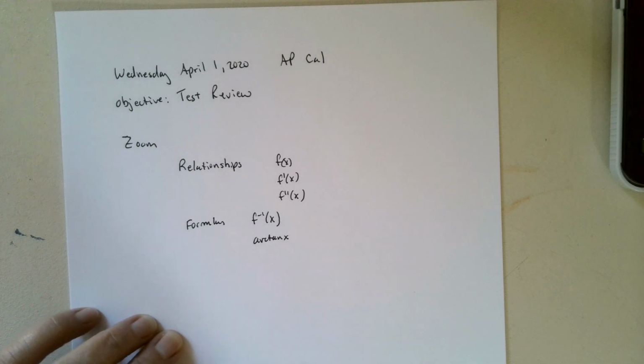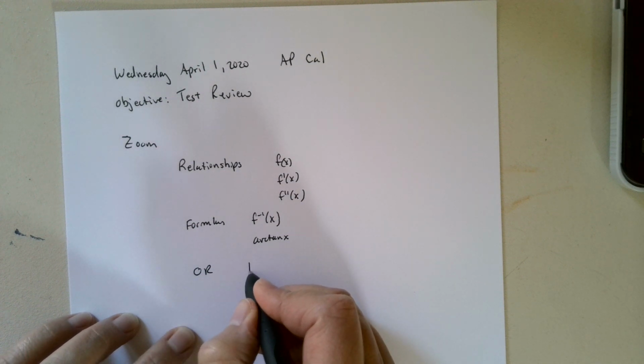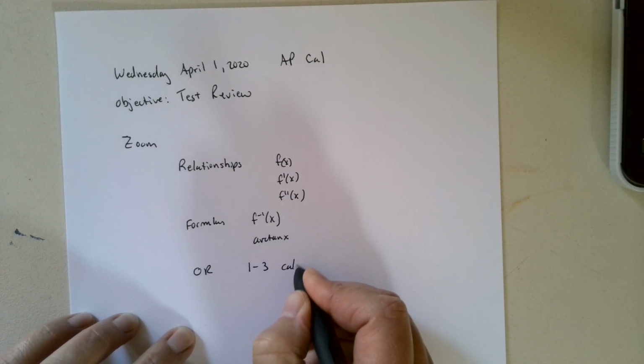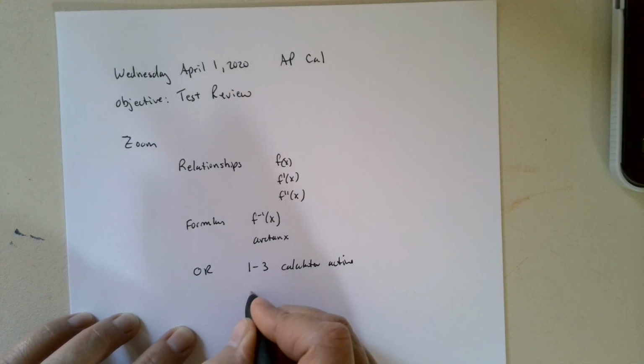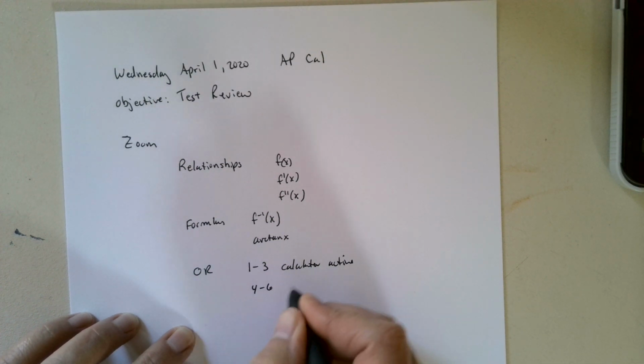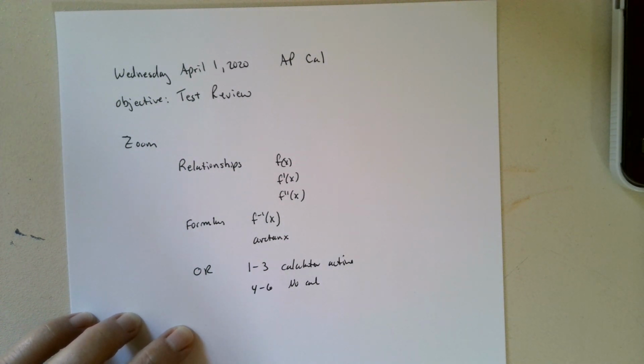Now, for today's work, you're going to be doing the open response. The 1 through 3 are calculator active, and 4, 5, and 6 would be no calculator. And I know that there will be parts that you just can't remember, but I want you to look at each one and just see what you can do. You shouldn't have a completely blank open response.